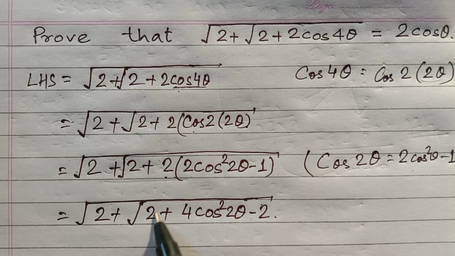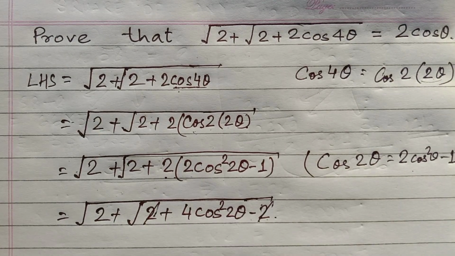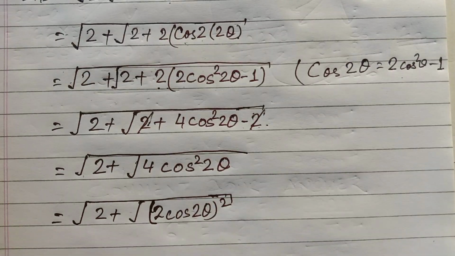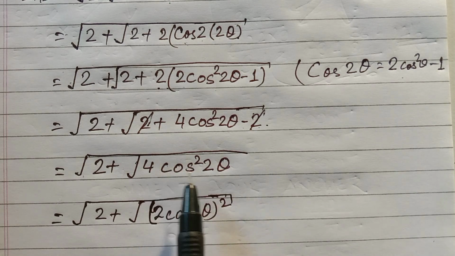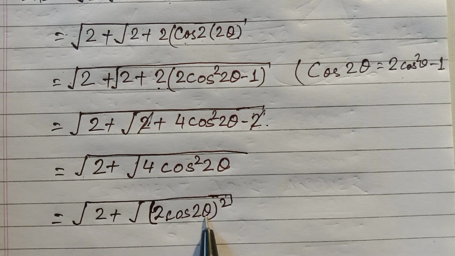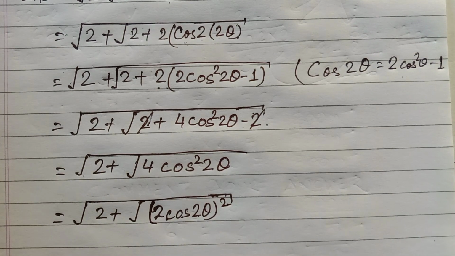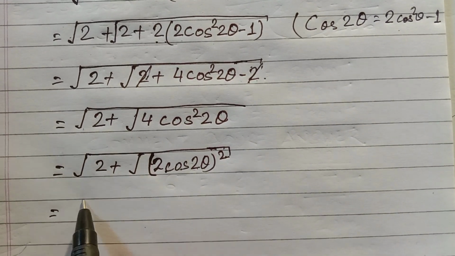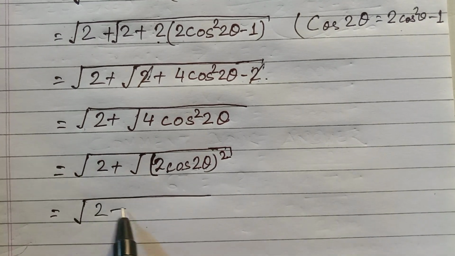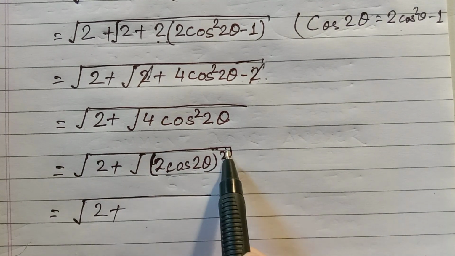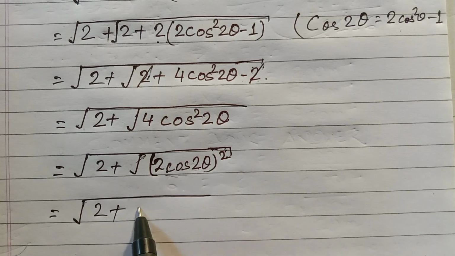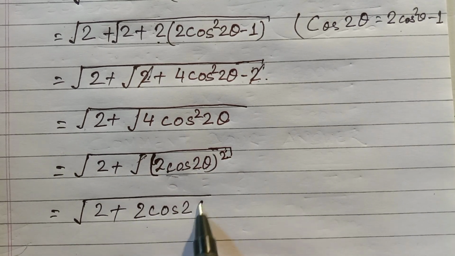and this minus 2 and this plus 2 will be cancelled, and now in my next line I am left with root under 2 plus root under 4 cos square 2 theta, and this 4 cos square 2 theta can be written as 2 cos 2 theta whole square. Now let's check the next line, and the next line I have root under 2 plus 2 cos 2 theta, because this square is going to cancel this square root, so I get 2 cos 2 theta.